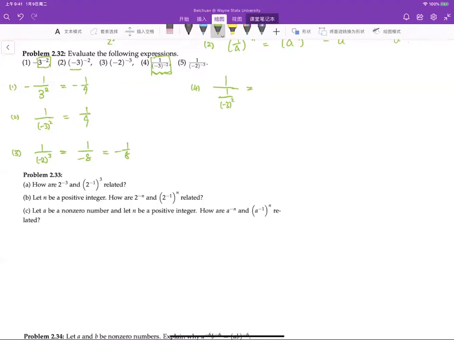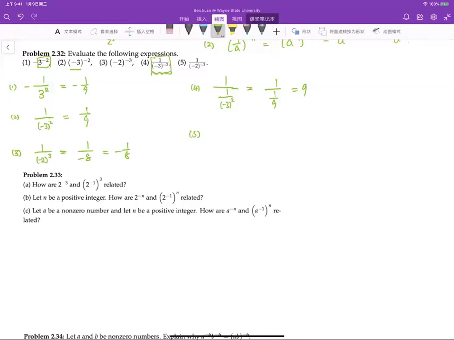So negative 3 squared equals negative 9. Is that negative or positive? Positive. It's positive 9, right? So it's 1 over 9. So what's the final answer? Positive 9. Good. So the answer is positive 9. How about number 5? Can you do it?